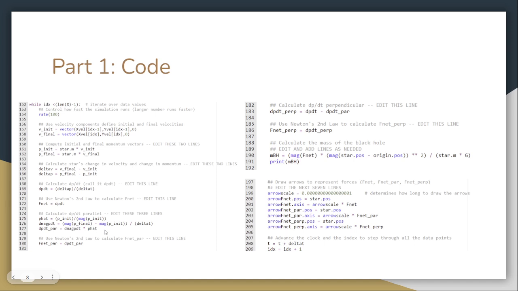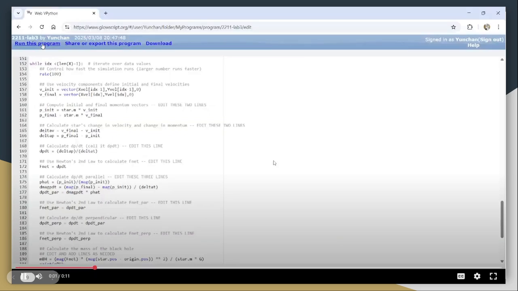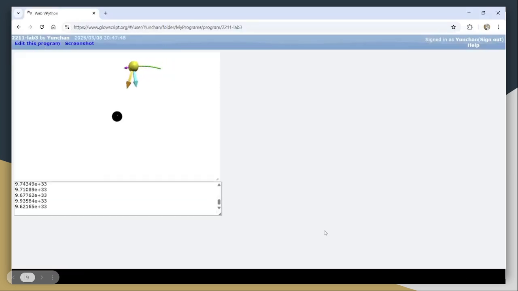And dp dt parallel was found using the magnitude of p final minus the magnitude of p initial over delta t. From that we can find the F net perpendicular, which is equal to dp dt minus dp dt parallel. And the mass of the black hole is updated in the formula here. This is a short video showing the program running.